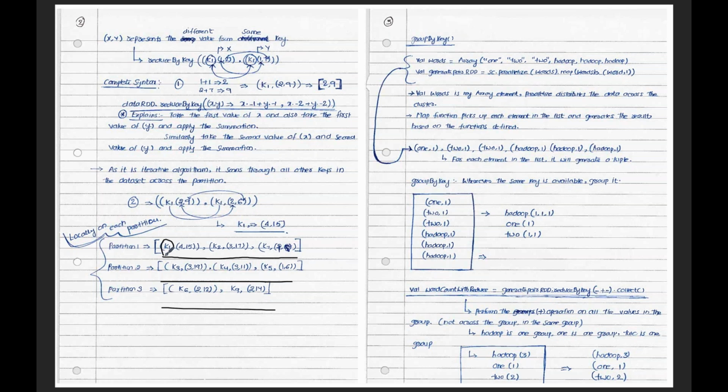This key is not repeated. This key is not repeated. This is not repeated. So based on the key, your values are reduced. Earlier you had so many values. Now you have made a summation and reduced those values based upon the key. That is called reduceByKey.